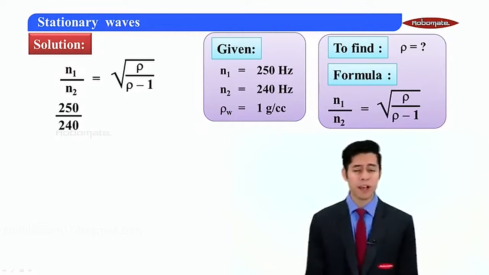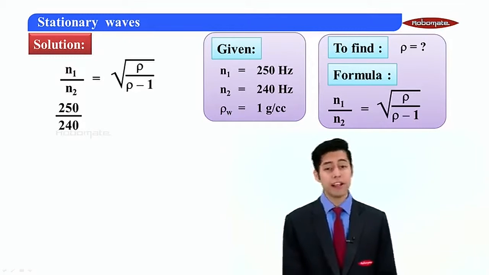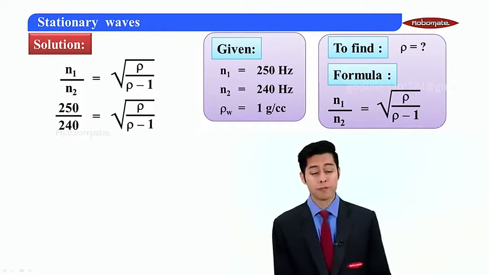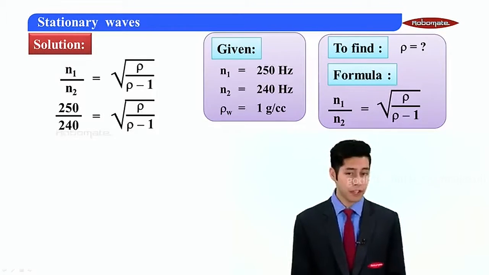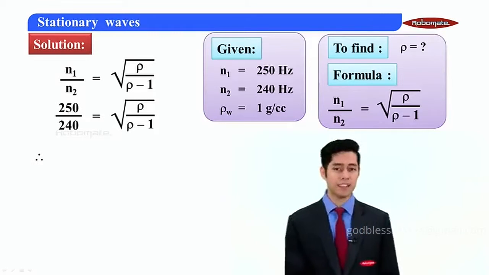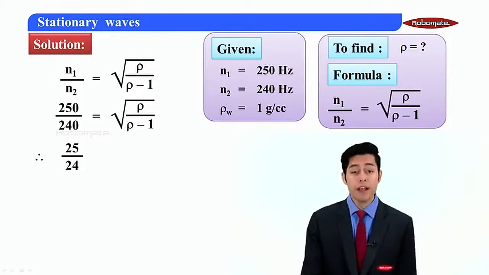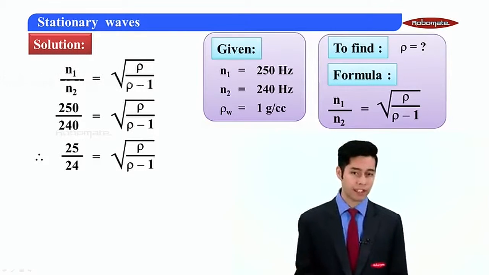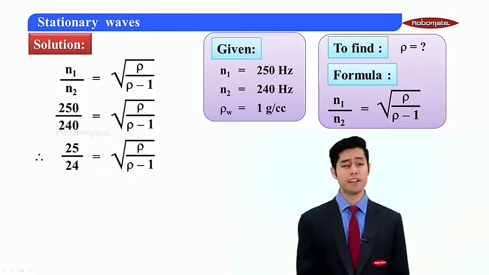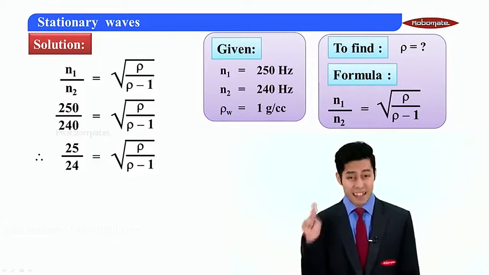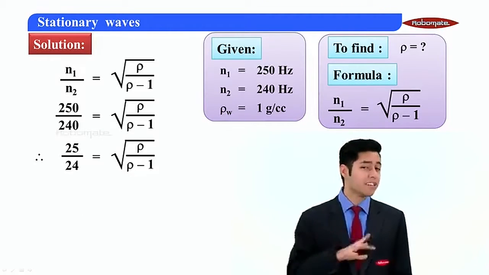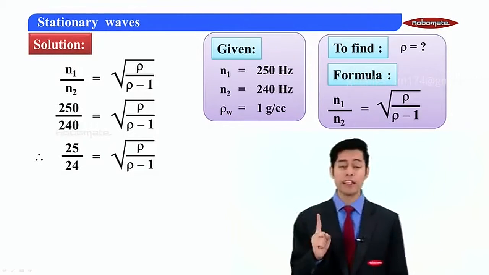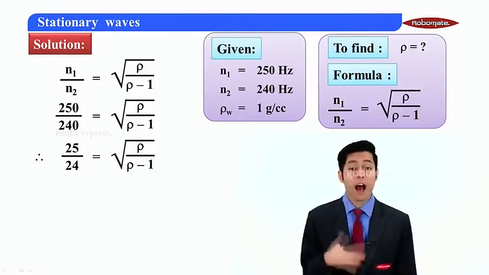On substituting those values, I get 250 divided by 240, which is equal to square root of rho divided by rho minus 1. Now students, 0 and 0 will get cancelled, so the equation will become 25 by 24, which is equal to square root of rho divided by rho minus 1. Now from this equation, students, you can very simply analyze that all the other quantities are known. Only one quantity is unknown, that is rho. So I have one unknown and one equation. How do I solve it?